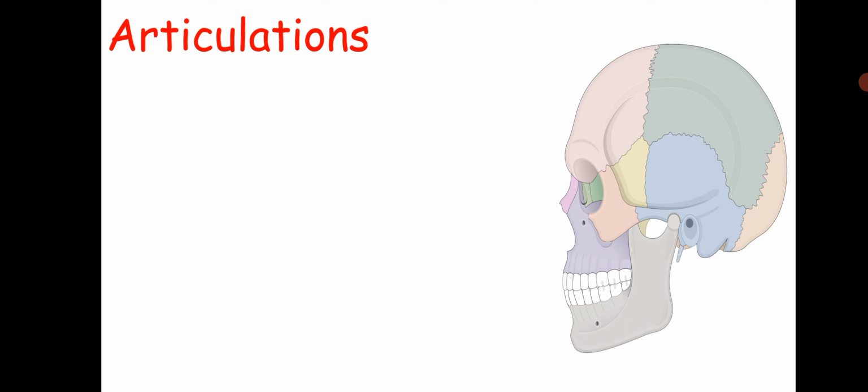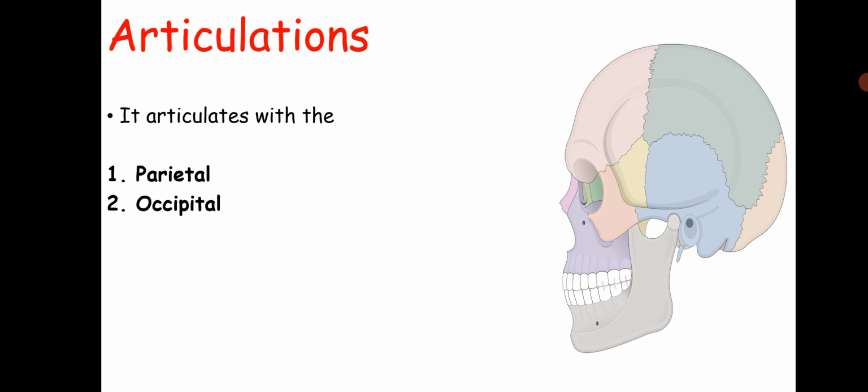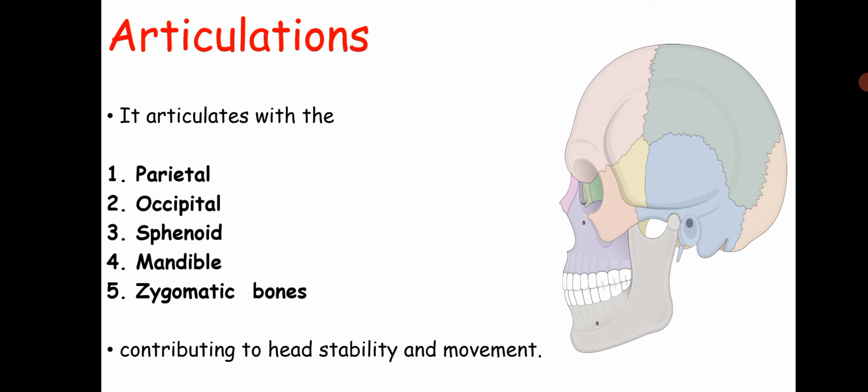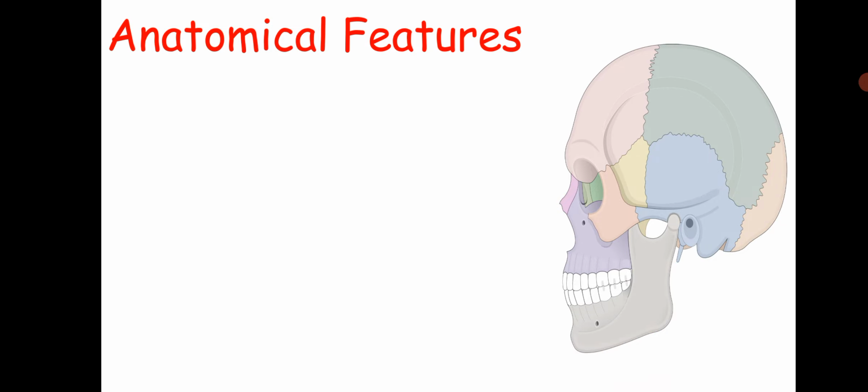Now let's talk about articulation of temporal bone. It articulates with the parietal bone, as here you can see in the diagram. It articulates with the occipital bone posteriorly, and it articulates with the sphenoid bone anteriorly, and it also articulates with the mandible at the temporomandibular joint. And all of these articulations you can see in the diagram. It also articulates with the zygomatic bone, and these articulations contribute to head stability and movements.